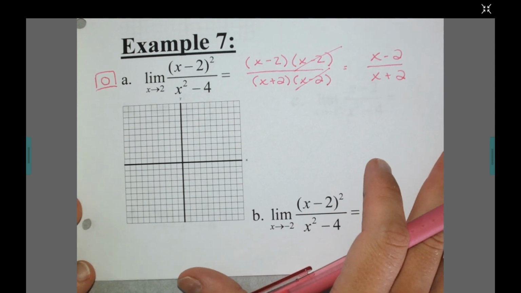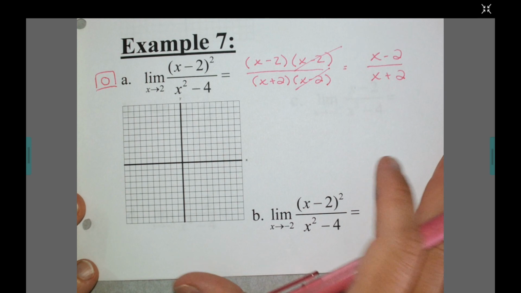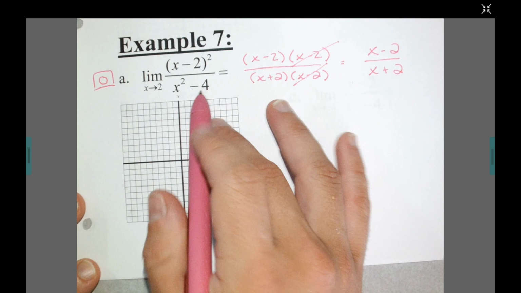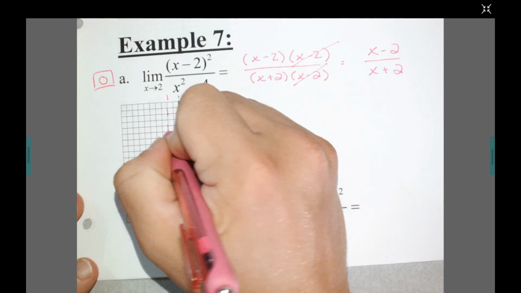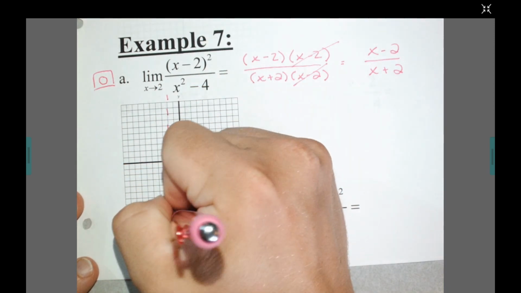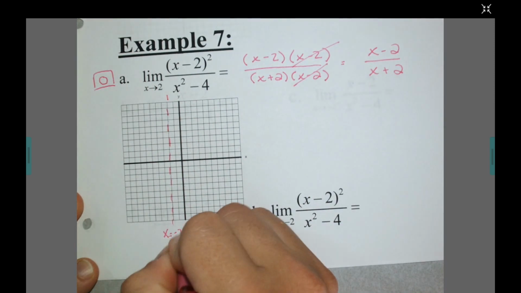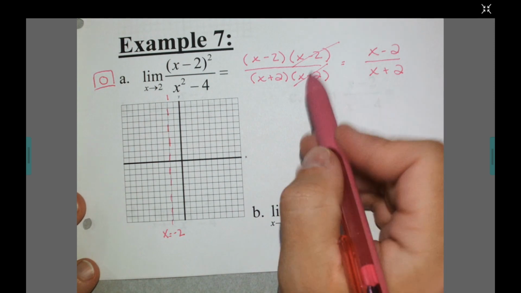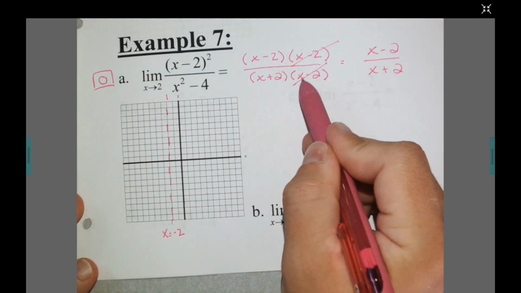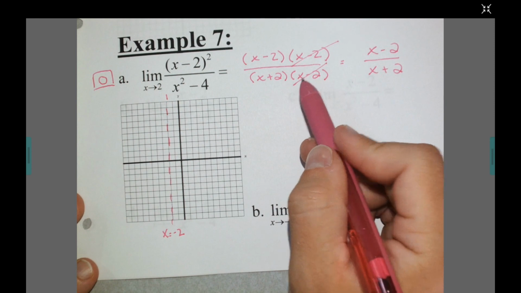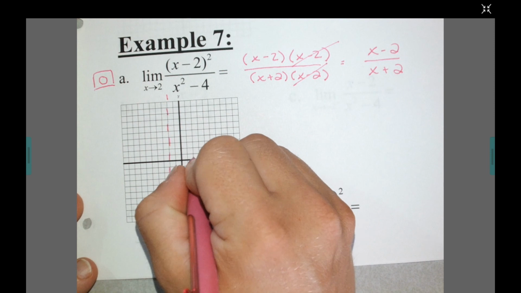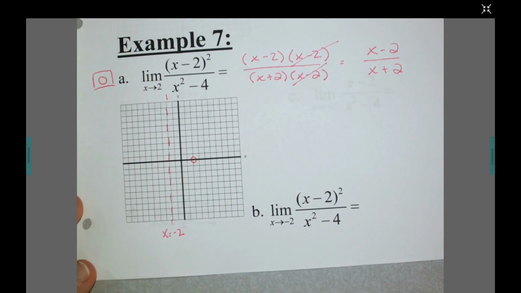If you didn't trust that, you could always go ahead and graph it. Using our skills from Algebra 2, it's a rational function. So I know I'm going to have a vertical asymptote over here at x equals negative 2. And as we've been talking about, we know we're going to have a hole where a common factor comes into play. If I plug in 2, we're going to have a hole at (2, 0).